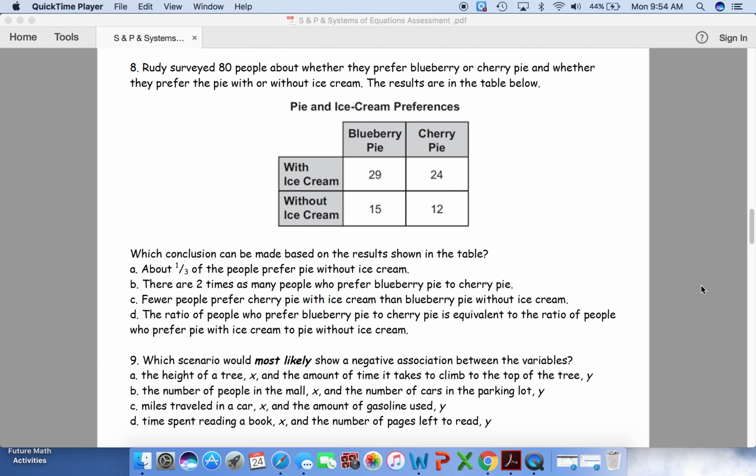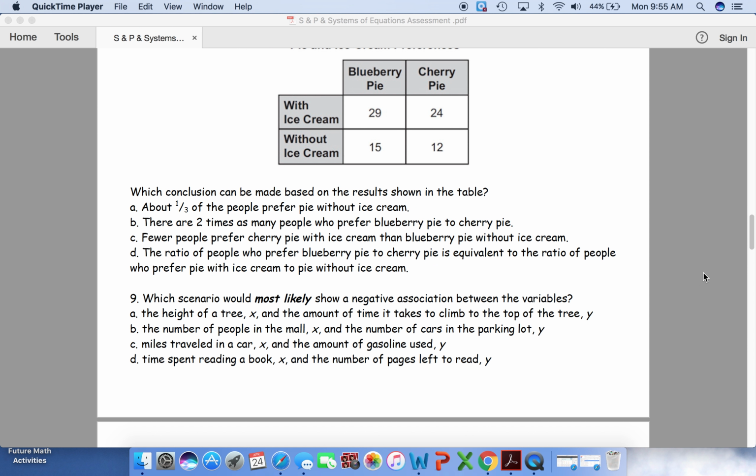A, about 1/3 of the people prefer pie without ice cream. B, there are 2 times as many people who prefer blueberry pie to cherry pie. C, fewer people prefer cherry pie with ice cream than blueberry pie with ice cream. D, the ratio of people who prefer blueberry pie to cherry pie is equivalent to the ratio of people who prefer pie with ice cream to pie without ice cream.